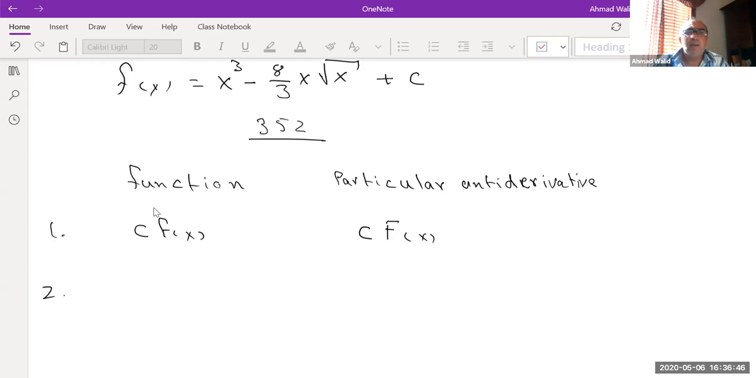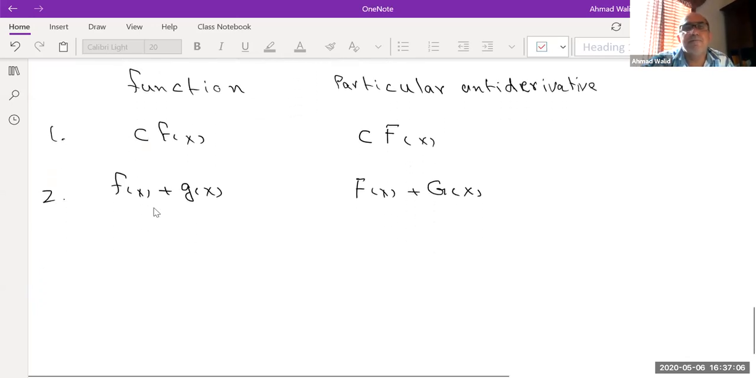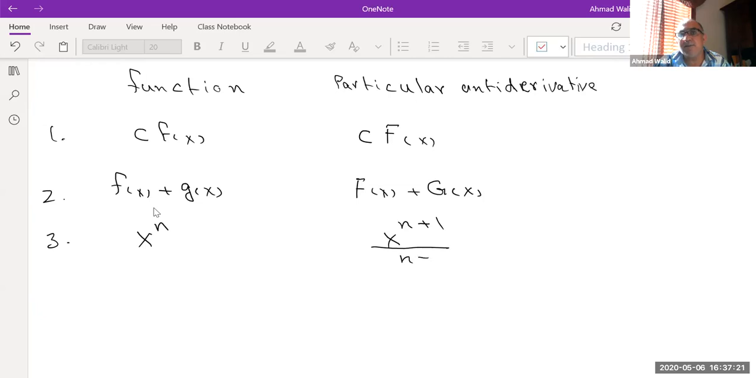Number two, if you have f of x plus g of x, which I already used this technique, the particular antiderivative will be F of x plus G of x, both capital. Rule number three, the one that's the main one. If I have x to the n, the antiderivative of x to the n is your formula, x to the n plus 1 over n plus 1.